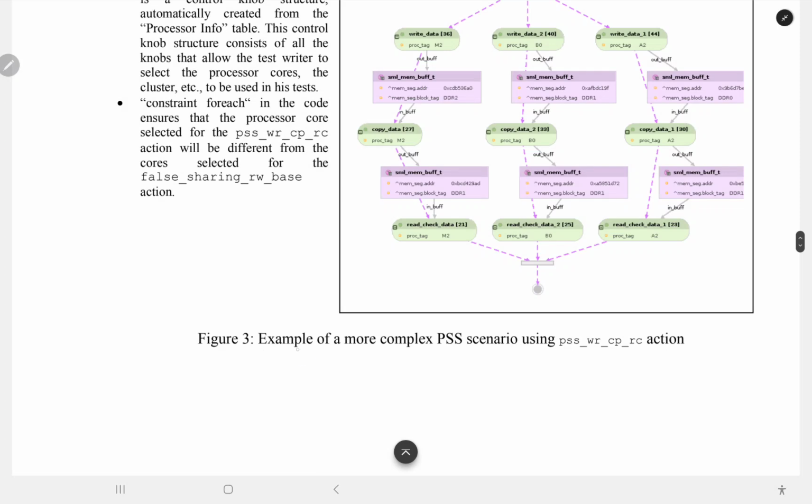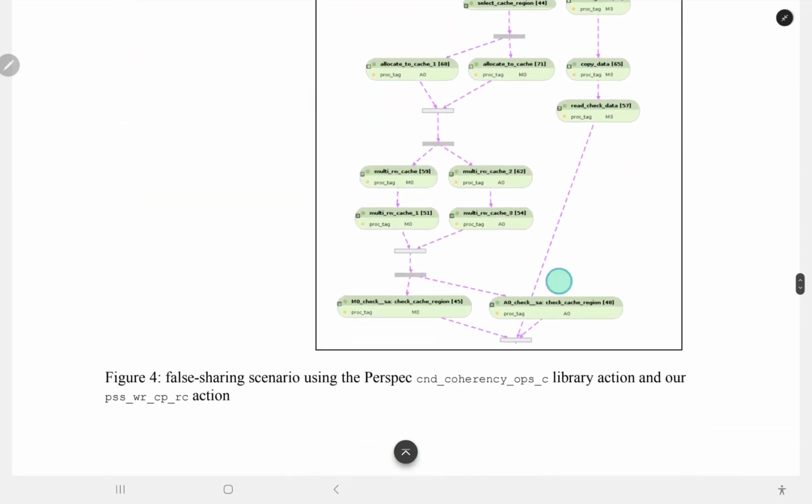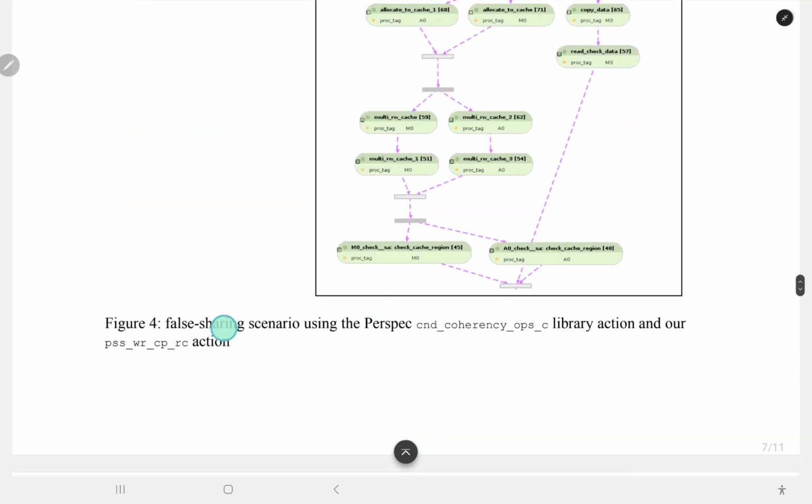Figure 3, example of a more complex PSS scenario using the PSS WRC PRC action. Figure 4 is a force sharing scenario using the Perspec CND coherency OPSC library action and our PSS WRC PRC action.